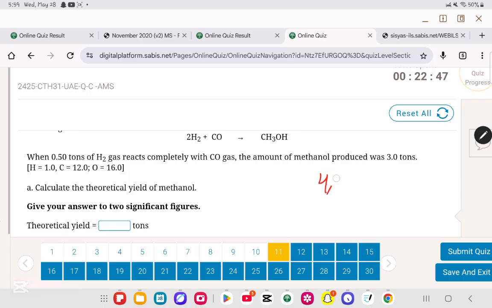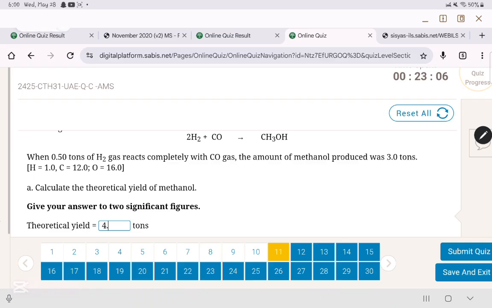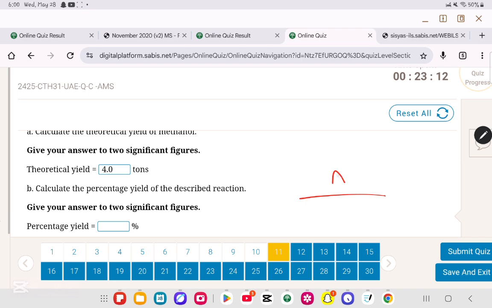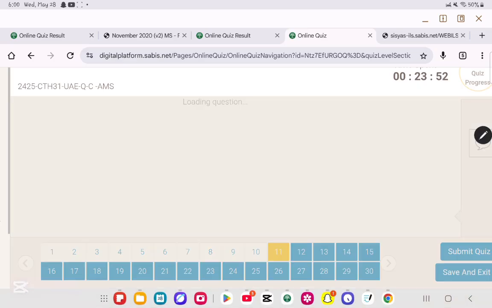Now, pay attention. In the question, they wanted it in tons. So how do you change 4 million grams into tons? Very simply, you will divide by 10 to the power of 6 to get 4 tons. But they needed 2 significant figures, so of course you're going to have to write it as 4.0 tons. So just like that, we found the theoretical yield. Now, how do we find the percentage yield? We know percentage yield is actual over theoretical times 100. The actual yield produced was 3 over the theoretical yield produced, which was 4, multiplied by 100, and you get 75%. So very simply, the percentage yield is 75%.